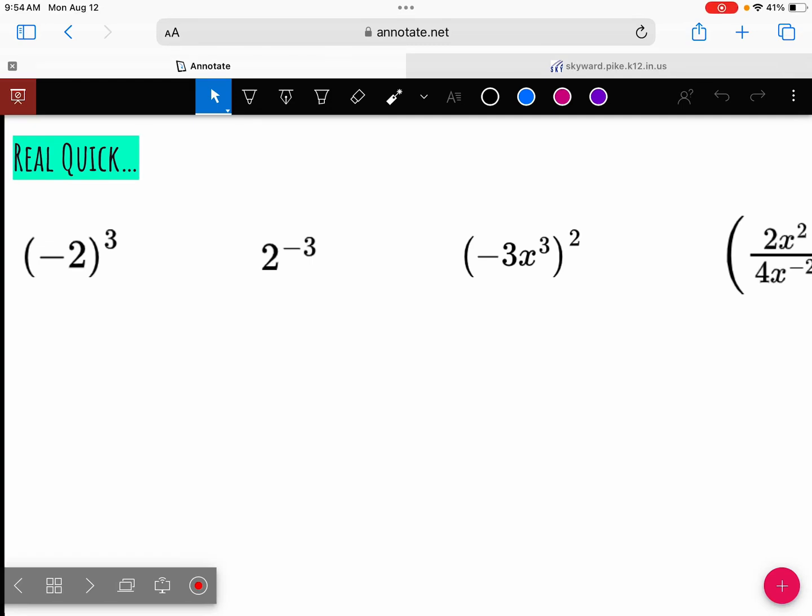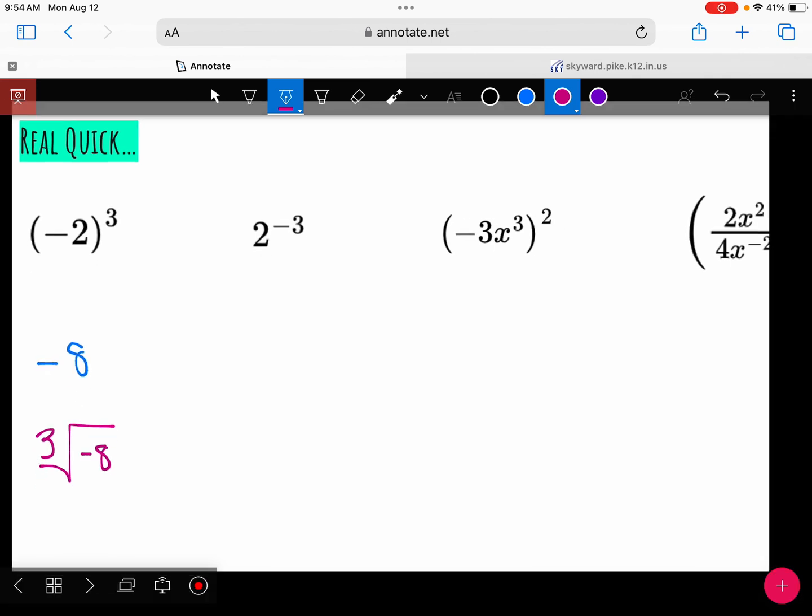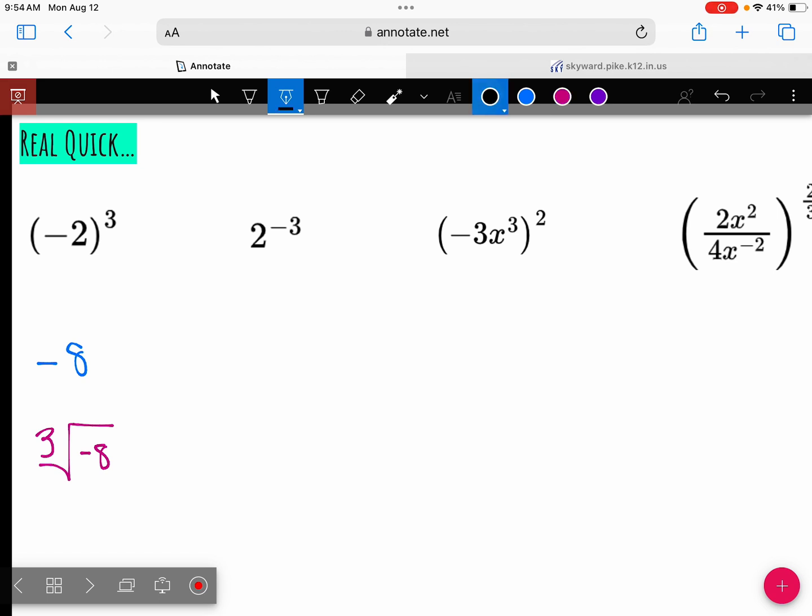All right. So, walking through these common mistakes on this first quiz. What is negative 2 cubed? Negative 8, which means the cube root of negative 8 is going to be what? Negative 2. So we can have odd roots of negative numbers because negative 2 when cubed is in fact negative 8. We can do that.